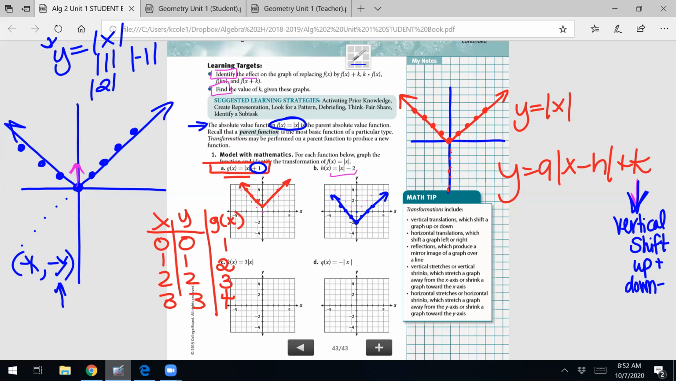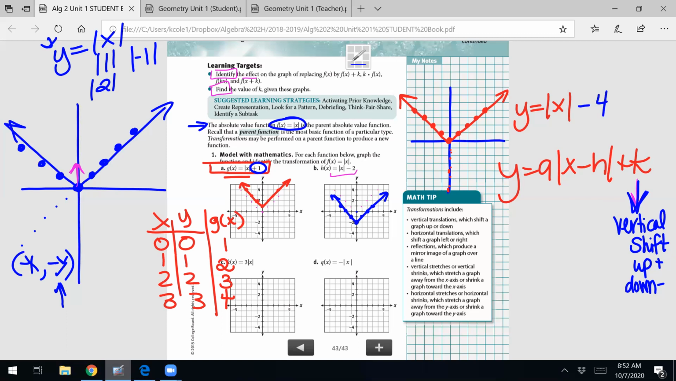Anytime you see a plus or a minus behind the absolute value, not inside the bars, this has got to be outside of the bars. For example, if I just put plus 6, I am adding a vertical shift. I'm taking that graph and shifting it up 6 units. That's it. Make sense? If I want to go down, I put minus 4. So I'm going down 4.